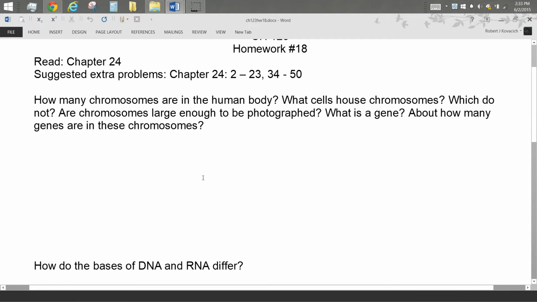All right, so chromosomes, how many we got? 23. And where do you find chromosomes? Everywhere except for the mature red blood cells. Yeah. Any place else you don't find them all?